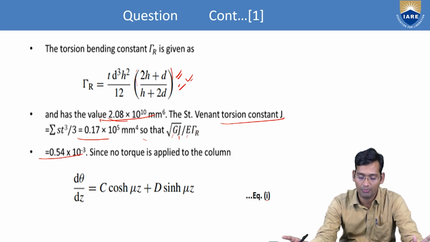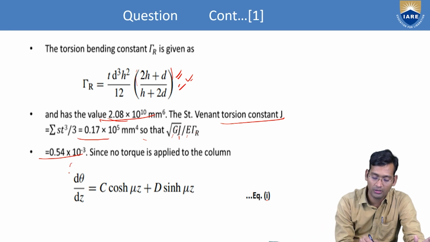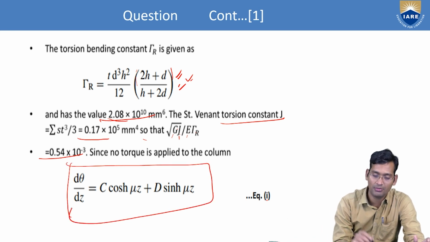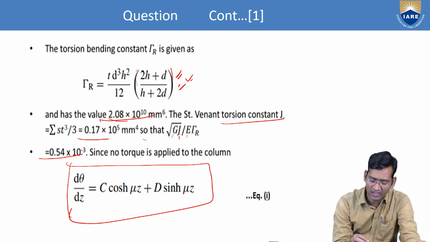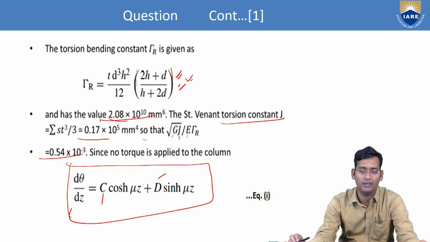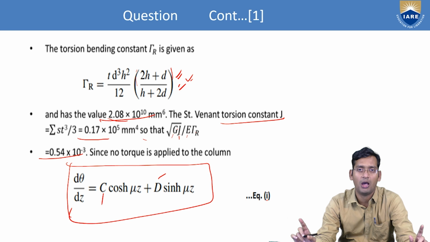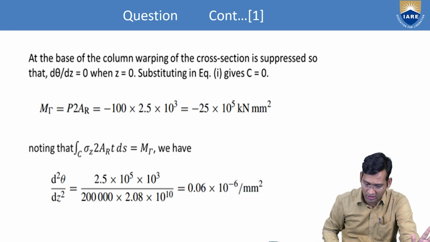Since no torque is applied to the column, d theta by dz equals C cosh mu z plus D sinh mu z. Now, as earlier, we require C and D. For C and D, we have to apply the boundary conditions. So let's apply the boundary conditions.